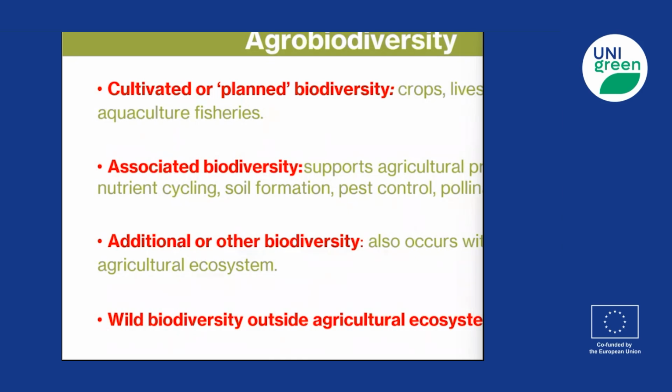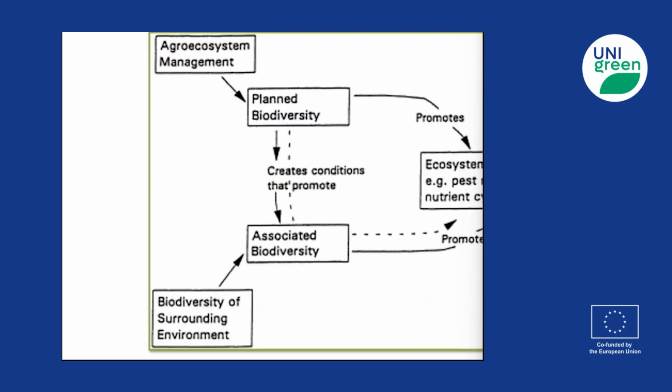And you are going to see that we talk about the surrounding biodiversity. It means if that particular farm is surrounded by monoculture or is surrounded with other diversified farms, it's different. And the wild biodiversity outside the agricultural ecosystem.